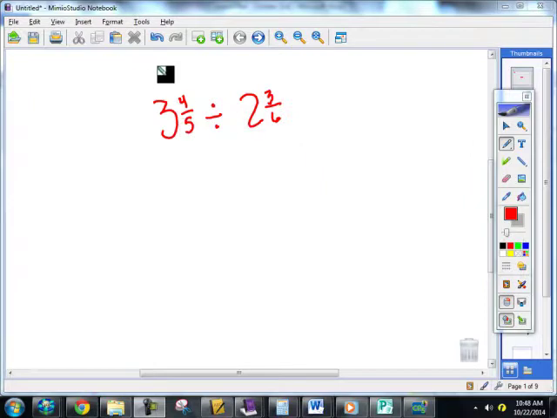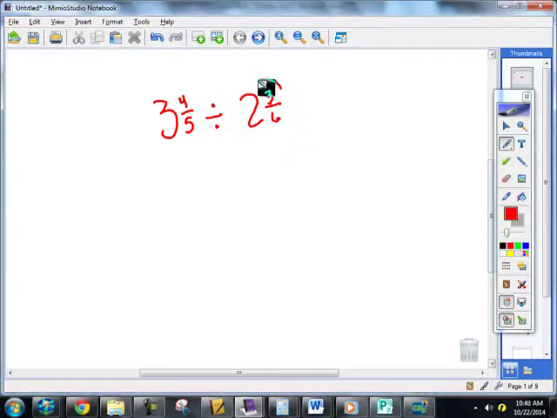Okay, so this first one here you can just do along with me or just watch, but I would rather you do it with me. Here you have a mixed number divided by a mixed number. Now, remember, I'm going to keep saying this over and over again. Ask the question: how many groups of 2 and 3/6 are there in 3 and 4/5?